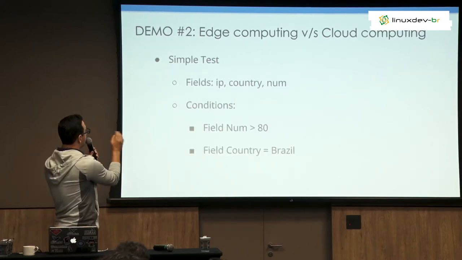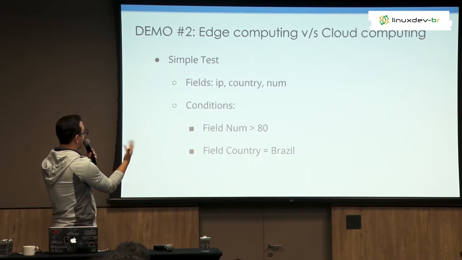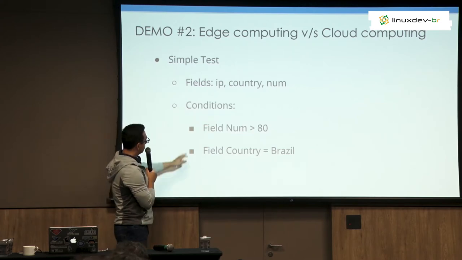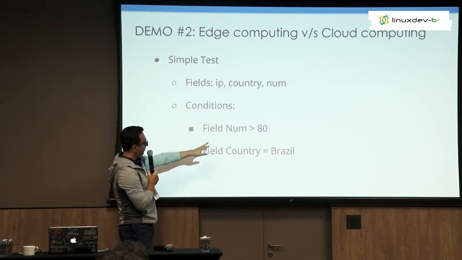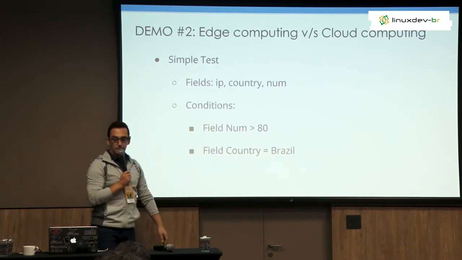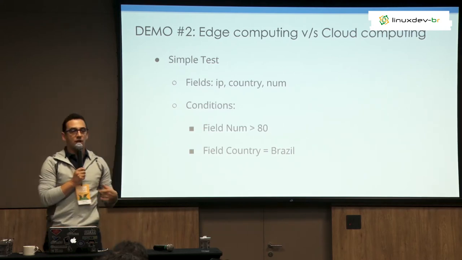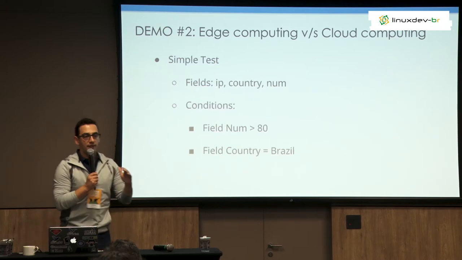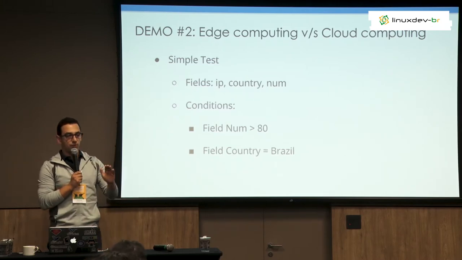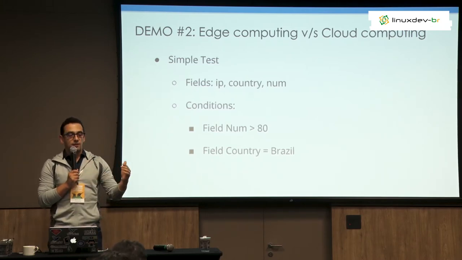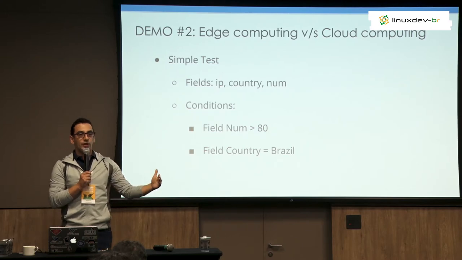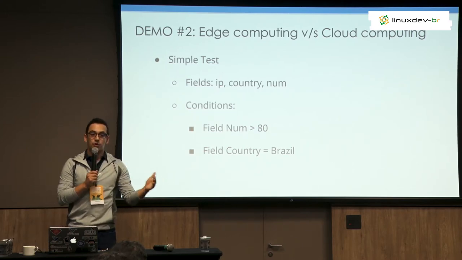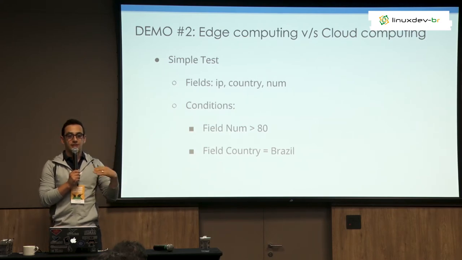For example, imagine that we want to do some kind of aggregation. I want to get all my records where num is major 80 and the field is Brazil, but using aggregation. Are you familiar with SQL aggregation? So instead of running the queries on top of every record, just process all the records for a window of time. For example, within the next 10 seconds, process all the records that match certain criteria.